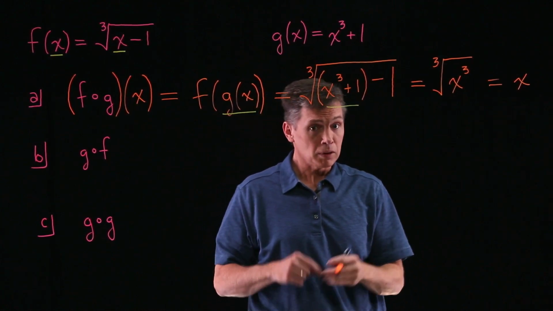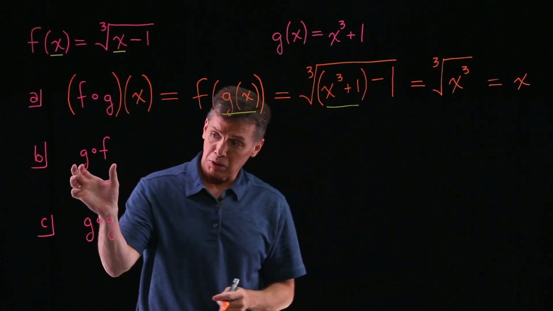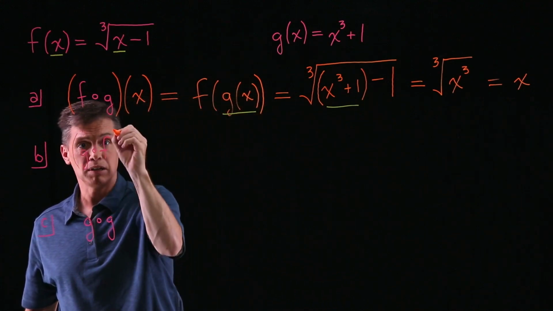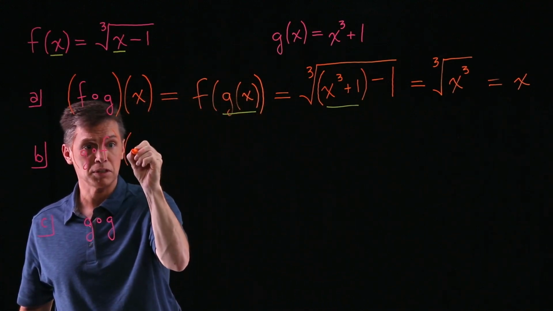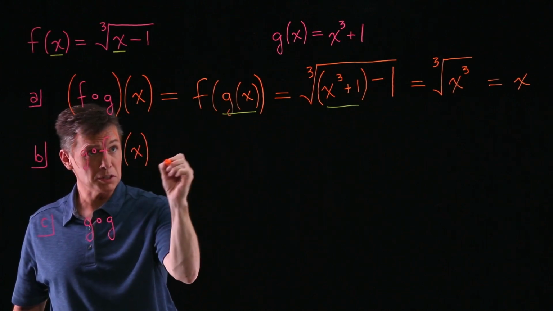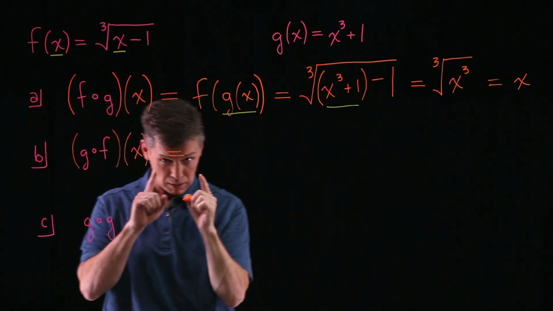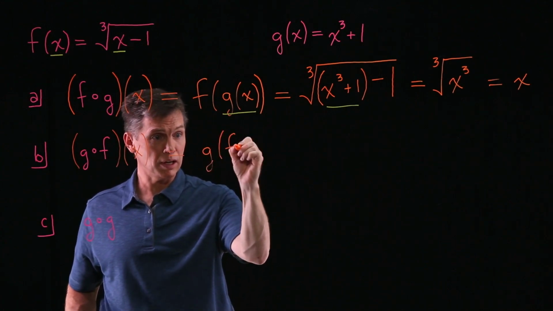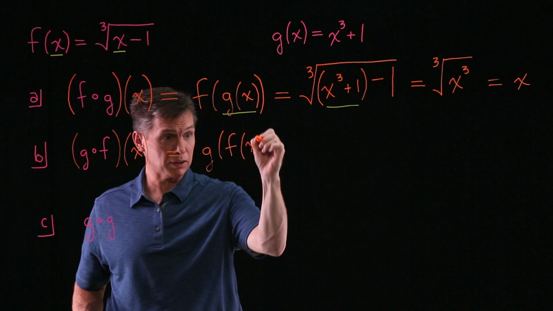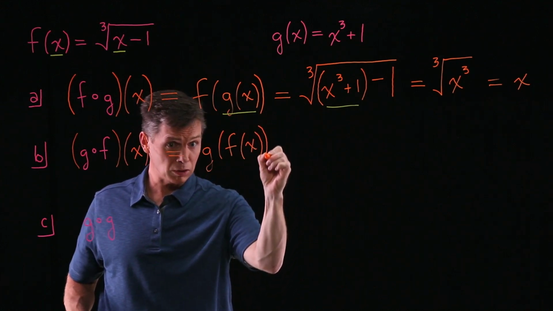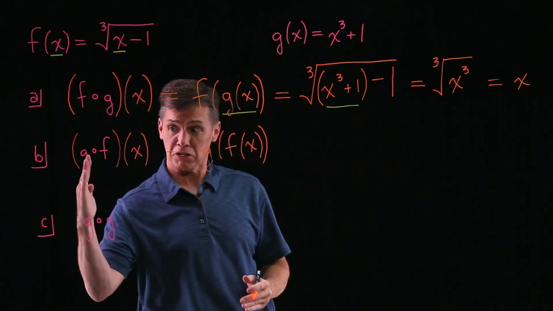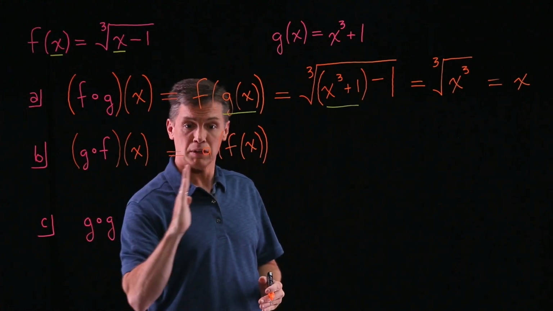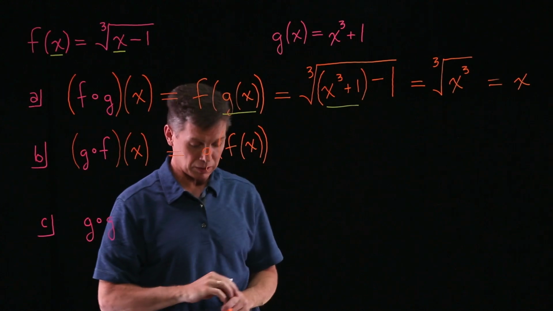You're done. Part B. This time we're going to do g composition with f, which, again, by definition, is a function. And it's a function that's defined this time as g of f of x. Just make sure you're getting that order down. And the order is actually exactly as you would read it from left to right. So g composition with f is g of f of x.